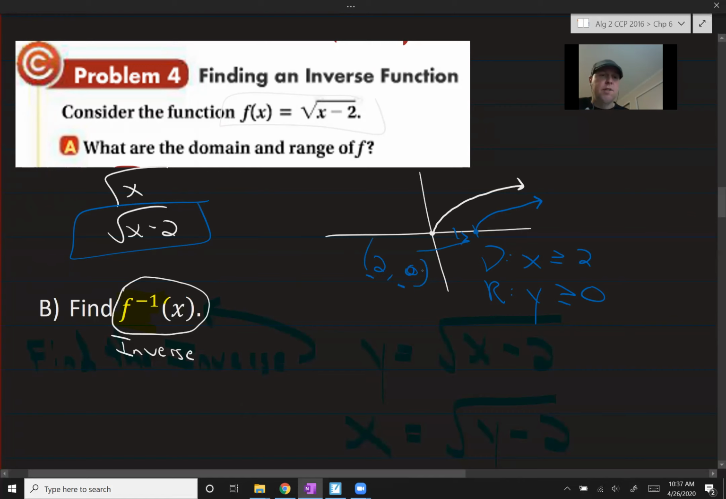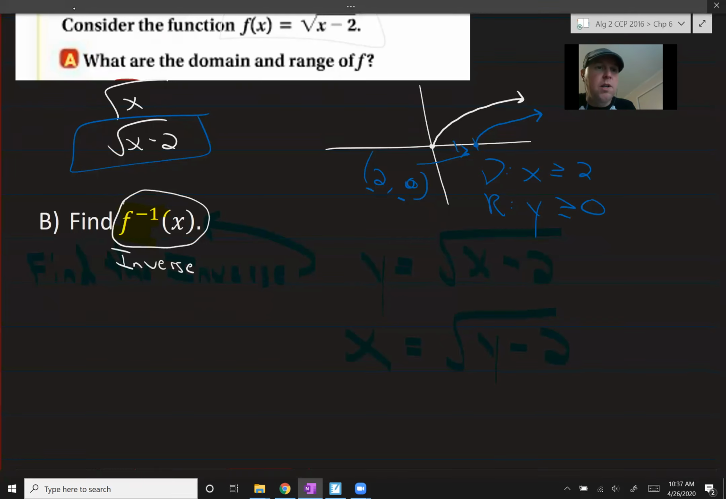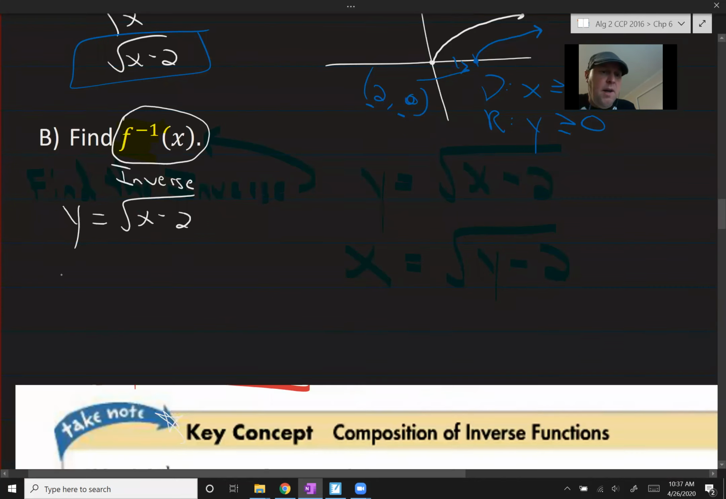All right, let's find the inverse. Okay, remember f(x), same thing as y. So I'm going to start by writing it just the way it was. I can get my pen here. y equals the square root of x minus 2. Okay, find the inverse. x equals the square root of y minus 2.